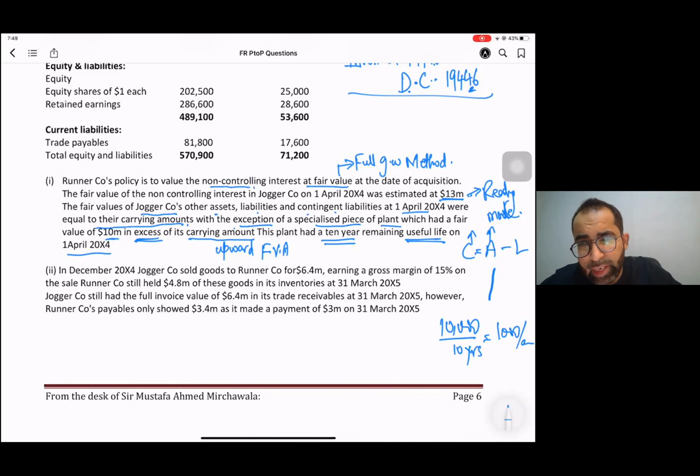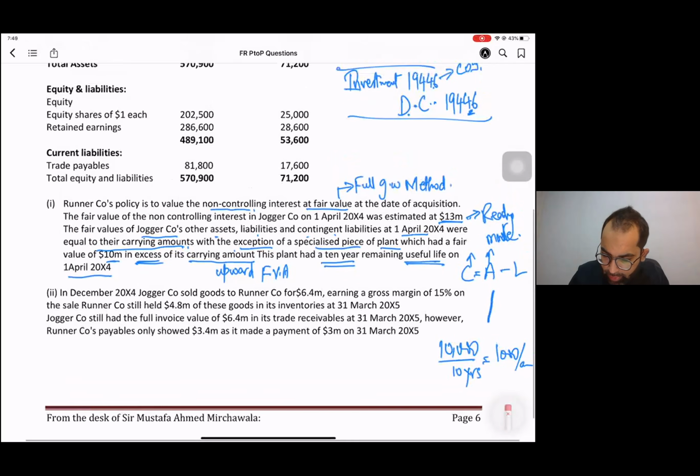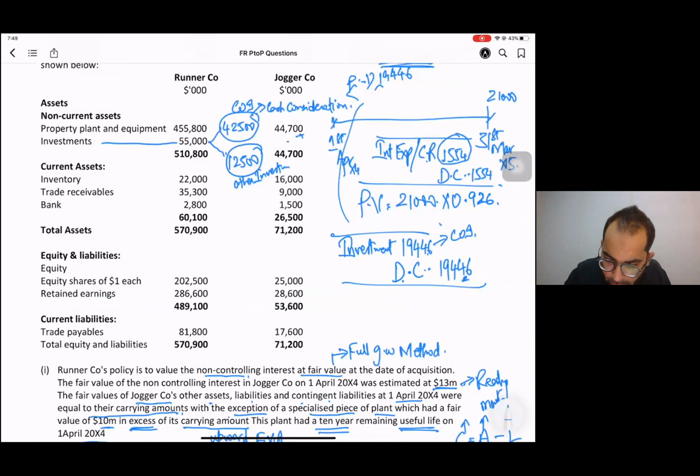Okay. And one very important last thing: whatever you add or less in the reporting date packet, you need to adjust in the asset side as well. That is 9,000. So what you will do, you will add 9,000 in S company's property, plant and equipment.